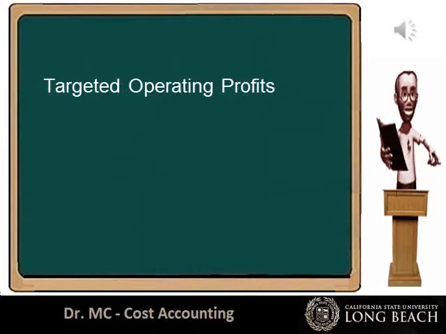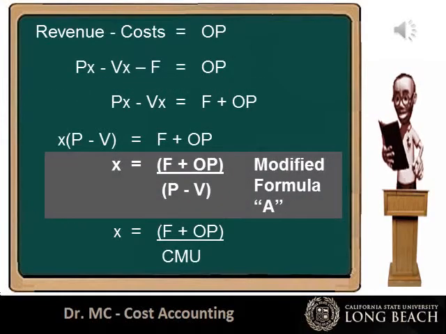We now want to calculate how many units we have to produce and sell in order to generate a given before-tax profit. We will do this by modifying our formulas A and B. Let's start with the fact that our revenue minus our total costs gives us our operating profits. Now, add the variables that we used previously to turn this relationship into an equation. This gives us Px minus Vx minus F is equal to OP.